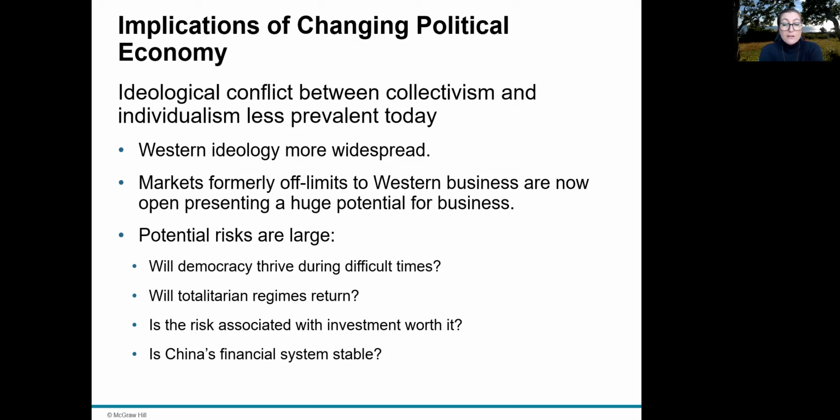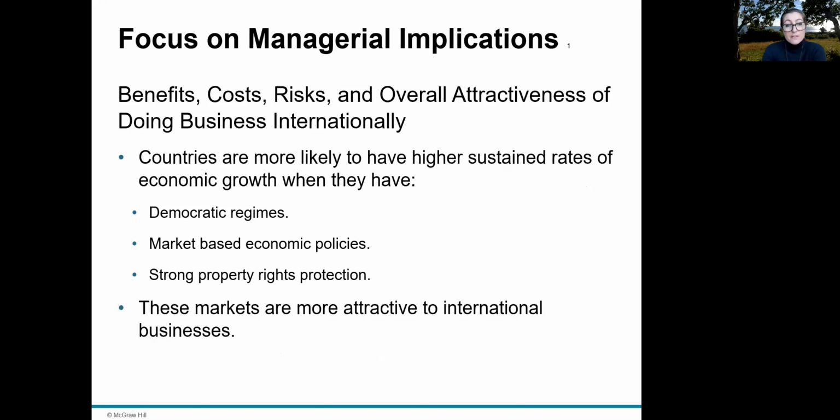And we saw this with the fall of the Soviet Union, for example. So Western organizations ventured into that region that was previously off limits. But of course, the political risks are huge. Will the democracy survive? Will totalitarianism return? How big a risk is associated with this investment? And we can ask this question of China currently. Is that financial system stable?